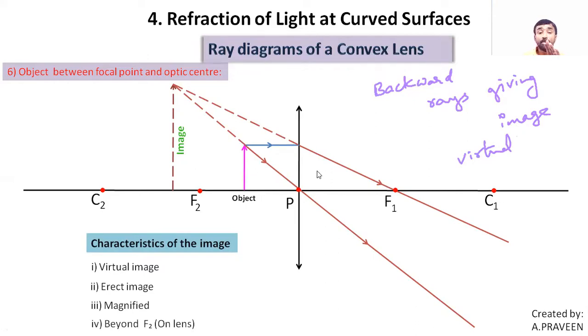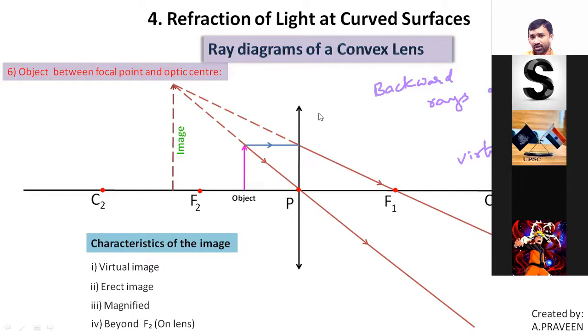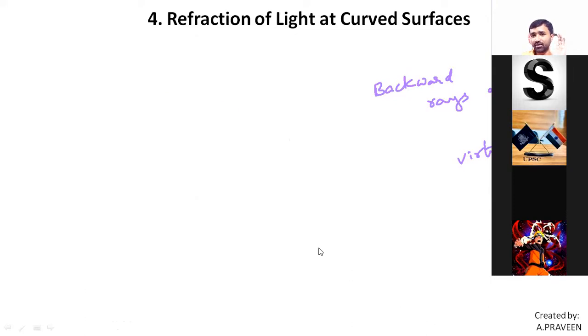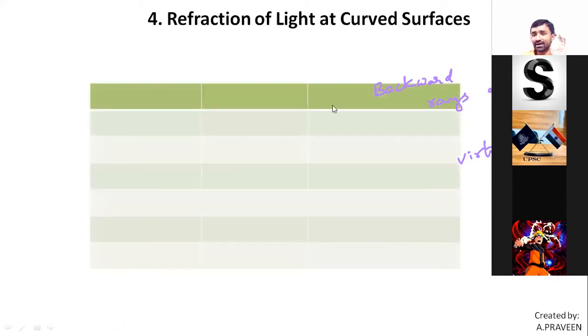Then the position is beyond F2, between C2. Maybe it changes depending on the focal length, right? But it never goes beyond the center of curvature. It is always beyond F2. Is the ray diagram clear, everyone? How to draw the ray diagrams for the convex mirror is completed. Now we are moving to the topic of concave mirror ray diagrams.